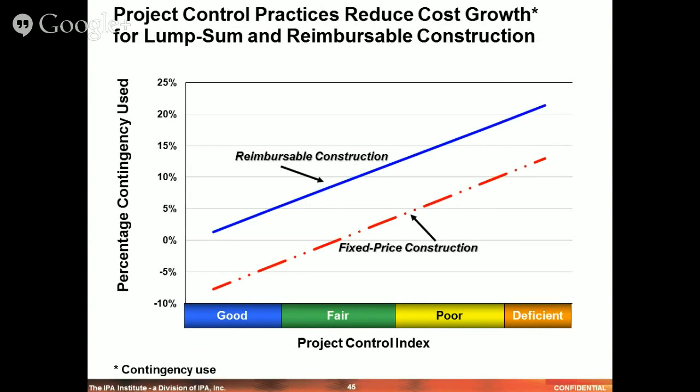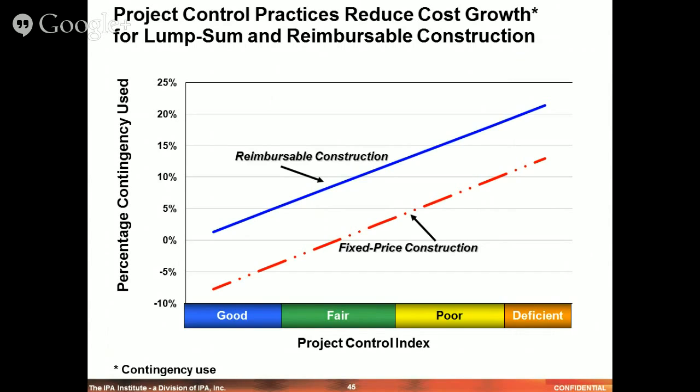Now, in terms of contingency used, we also see that under both reimbursable and fixed, there is a strong correlation between the project controls index and the amount of contingency actually used. And when I say the amount of contingency actually used, I'm saying the delta between the base estimate with no contingency and the final total project cost, reflecting how much contingency was actually consumed in completing the project. And they both correlate strongly with better levels of PCI. Better levels of PCI, or Project Controls Index, is associated with a lower use of contingency.